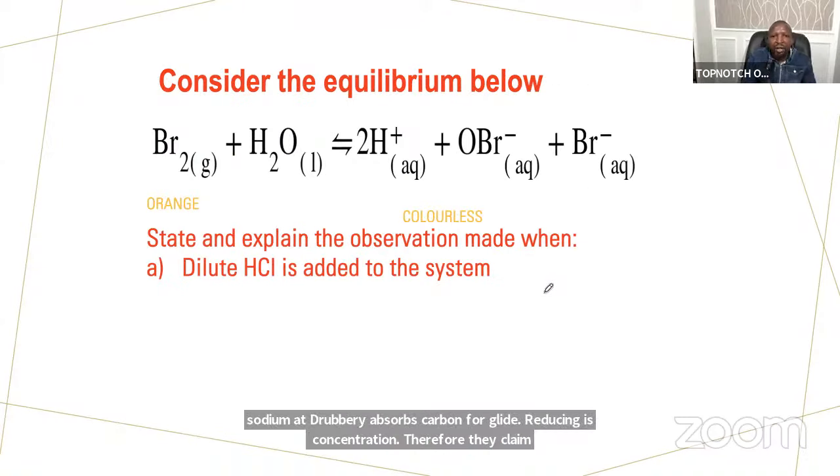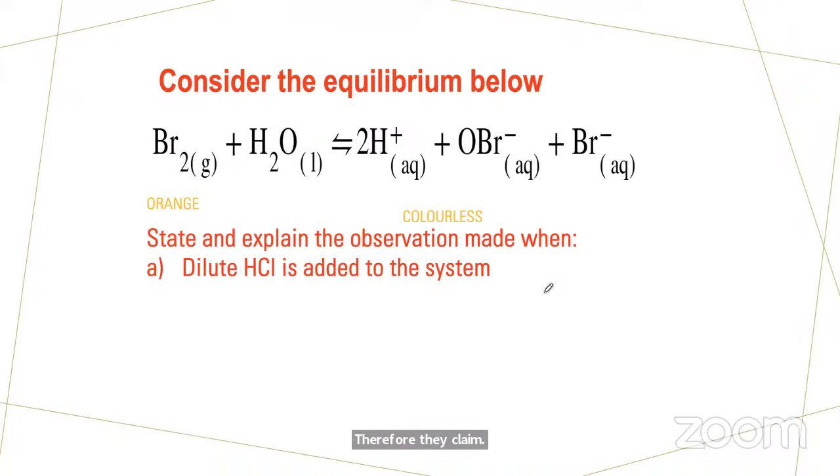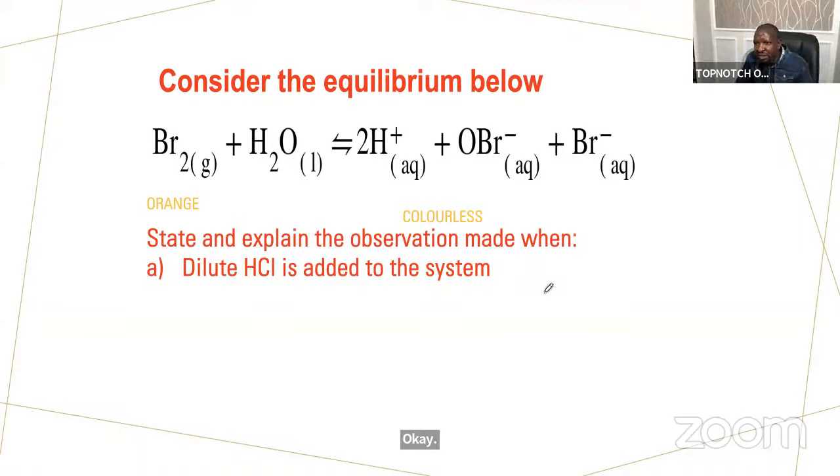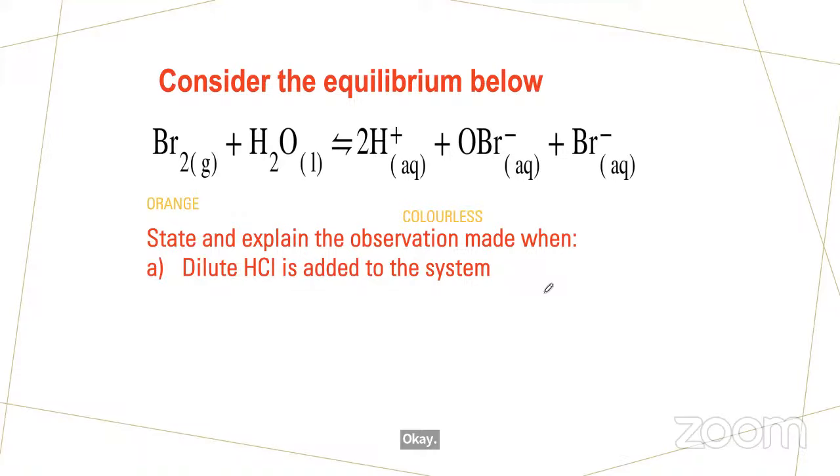Okay. Look at that. Excuse me, I have a question. What is the effect of adding dilute HCl to that equilibrium? Sodium hydroxide. What's the effect of adding dilute HCl? Somebody to give us the answer. It will favor the backward reaction due to addition of more hydrogen ions.